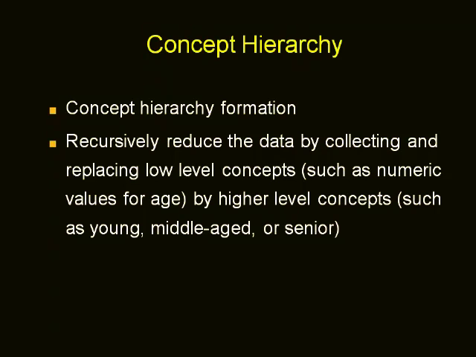Concept hierarchy for a given numerical attribute also defines discretization for that attribute. So it recursively reduces the data by collecting and replacing low-level concepts with higher-level concepts. For example, numerical values for the age attribute may be replaced in each row by higher-level concepts such as young, middle-aged or senior people.